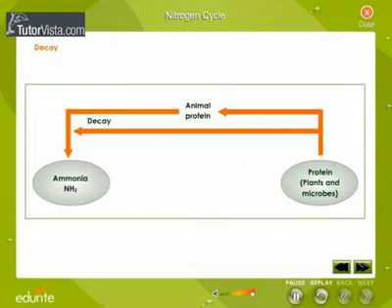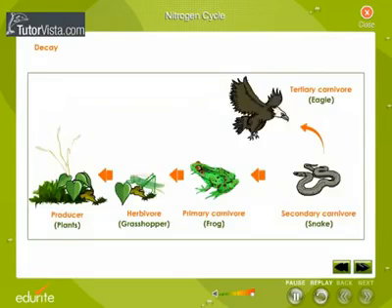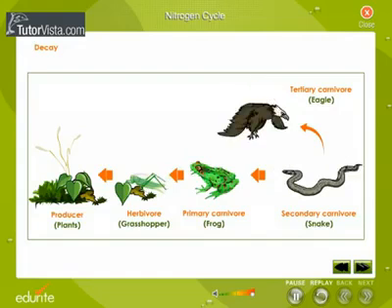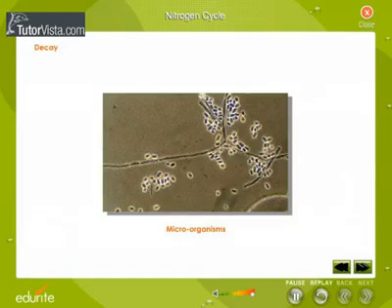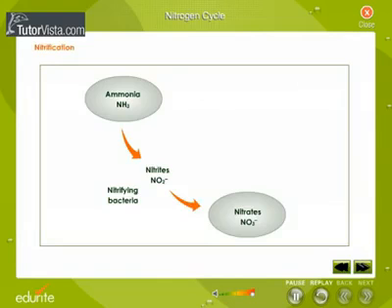Decay. The proteins made by plants enter and pass through food webs just as carbohydrates do. At each trophic level, their metabolism produces organic nitrogen compounds that return to the environment, chiefly in excretions. The final beneficiaries of these materials are microorganisms of decay. They break down the molecules in excretions and dead organisms into ammonia.